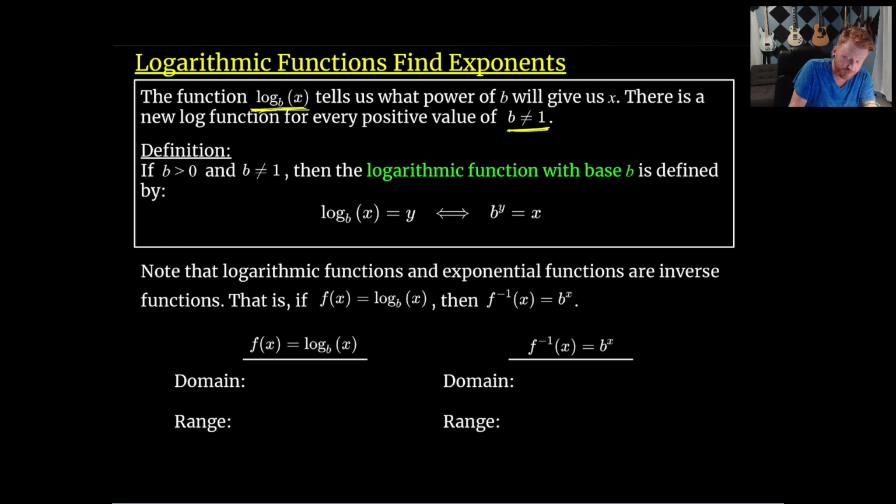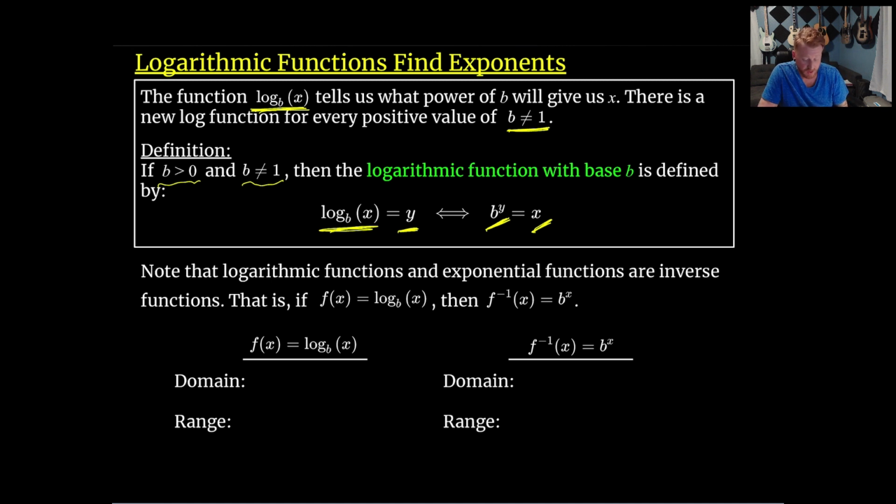If b is positive and not equal to 1, then the logarithmic function with base b is defined with this relationship, and it's showing exactly what I was saying. If log base b of x is giving us y, that's telling us that we need to put y as a power on b in order to get x on the other side. So this is the inverse function. In fact, I have that written below here, that the log and the exponential are inverse functions of one another.